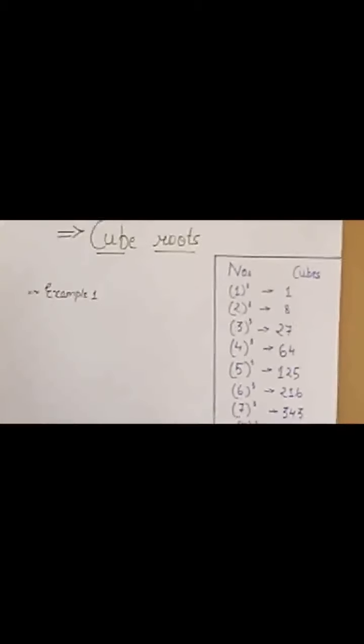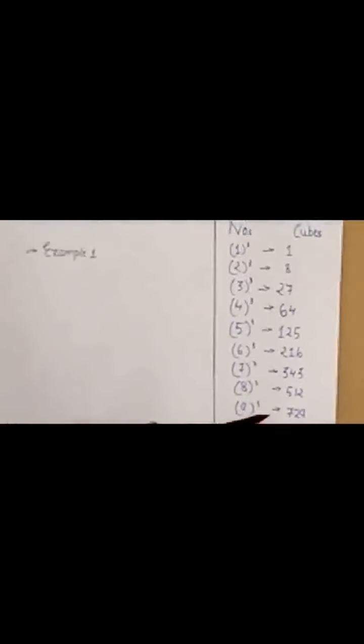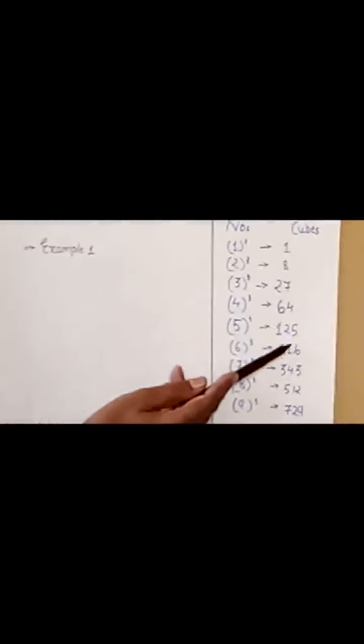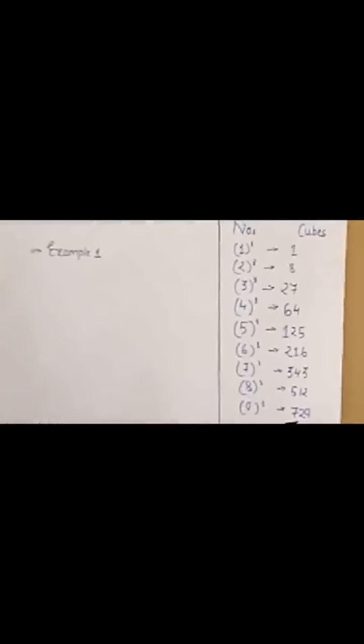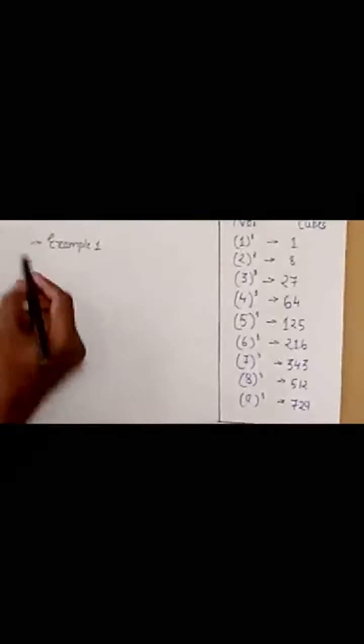Now let us see how to find the cube root of any number. Numbers 1 to 9 are given along with their cubes. We will use the last digit of these numbers. For example, let us find the cube root of 39304.